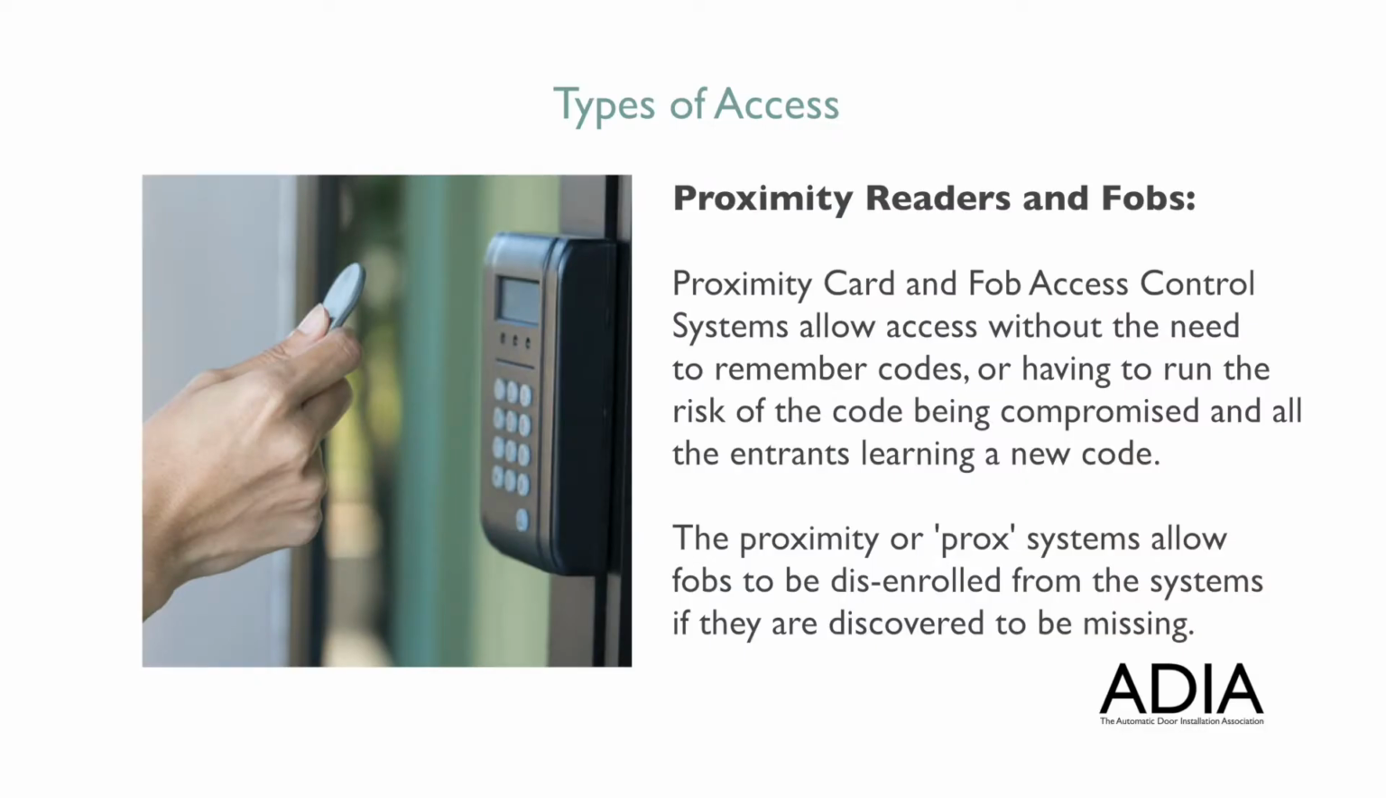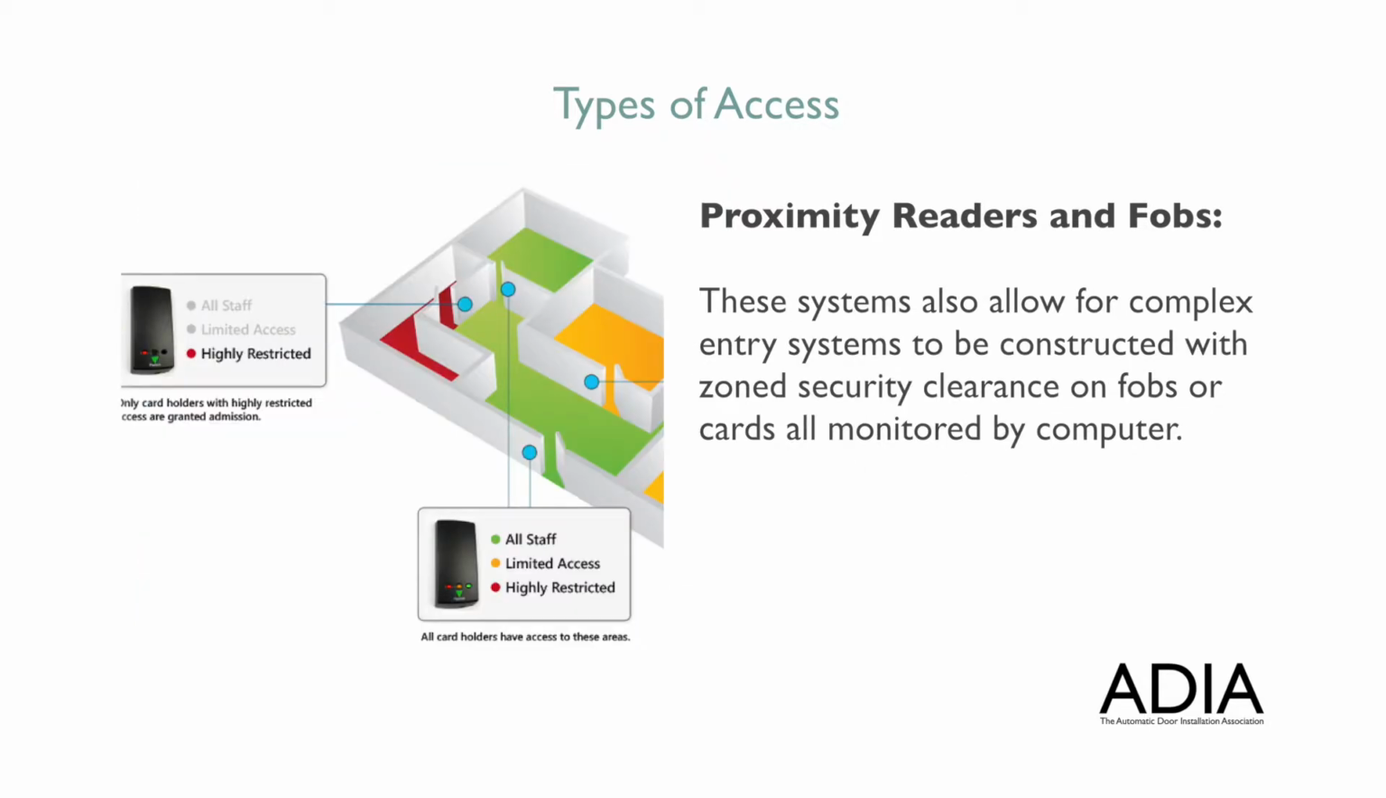Proximity readers and fobs. Proximity card and fob access control systems allow access without the need to remember codes or having to run the risk of the code being compromised and all the entrants learning a new code. The proximity or prox systems allow fobs to be disenrolled from the systems if they are discovered to be missing. These systems also allow for complex entry systems to be constructed with zoned security clearance on fobs or cards or monitored by a computer.